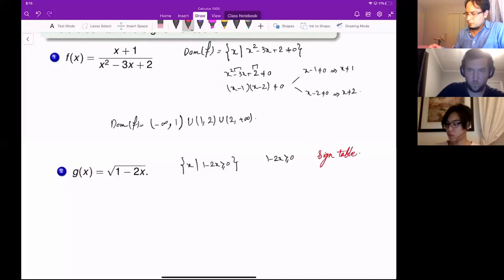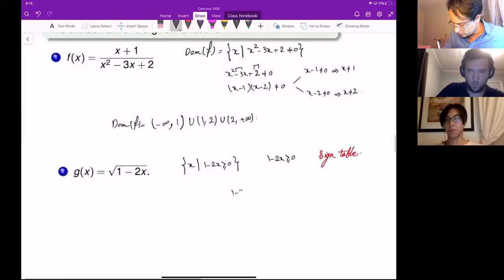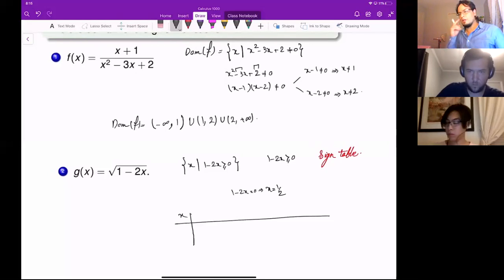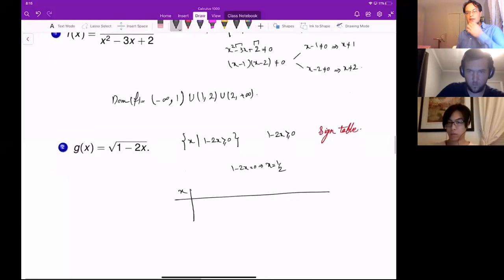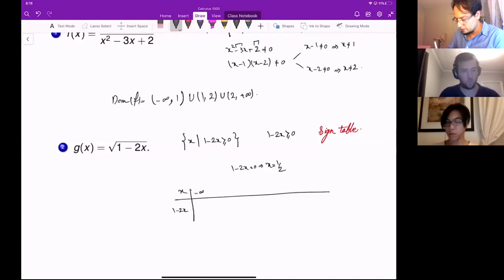What does sign table mean? It means finding where this function is positive, where it is negative, and where it is 0. So we always start with 1 minus 2x is equal to 0, which gives me x is equal to half. There are different ways of doing a sign table. I will use the one that I use in the videos, which is probably a little bit different from the book, but I will go with that. So this is values of x from negative infinity to half, then plus infinity.